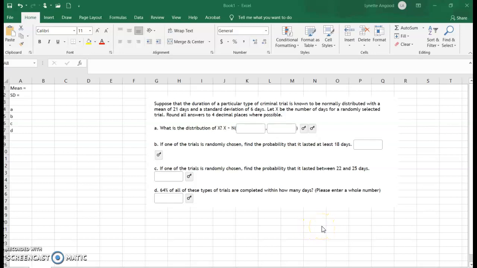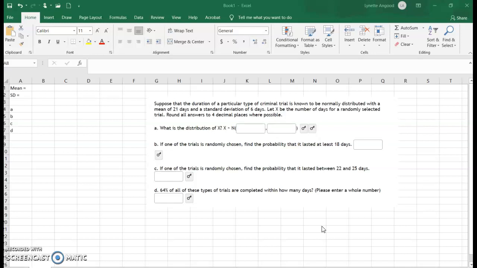Here's an example of a problem in our Chapter 6 Normal Distribution section. And I want to show you how we can do this both using Microsoft Excel for those of us who are using that tool, as well as using the TI-84 for those of us who have that calculator.